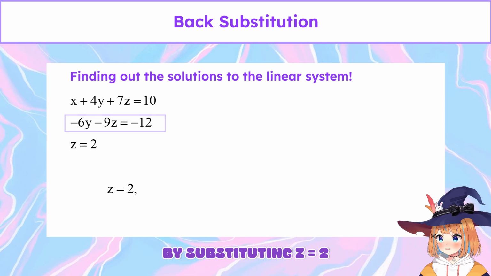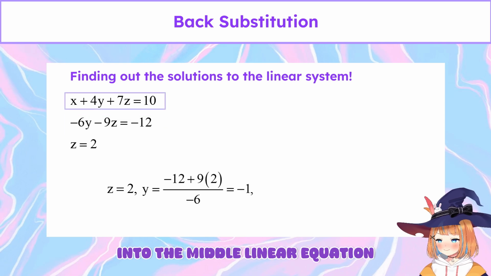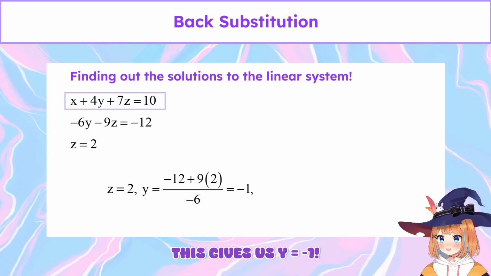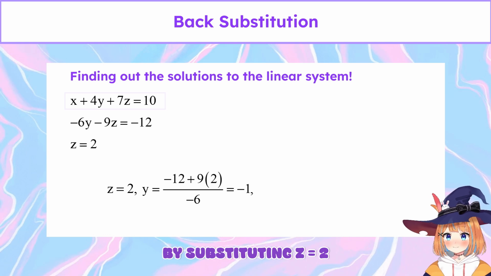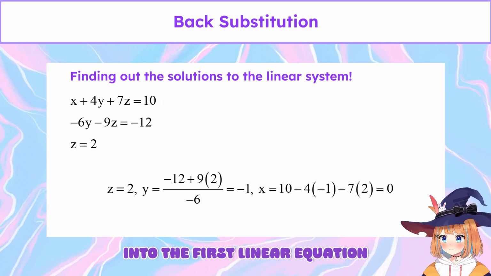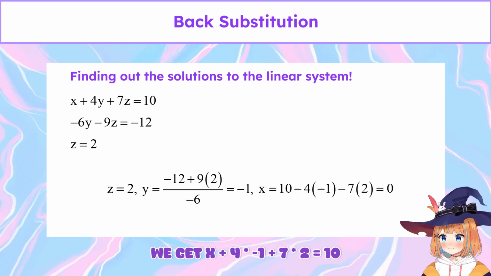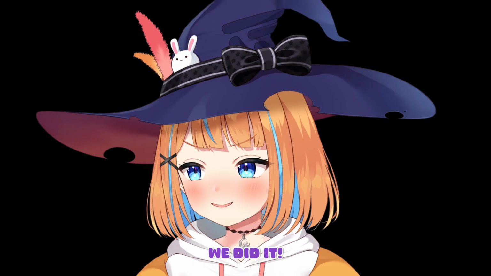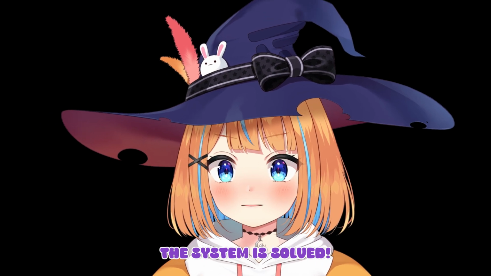By substituting z equals 2 into the middle linear equation, we get -6y minus 9 times 2 equals -12. This gives us y equals -1. By substituting z equals 2 and y equals -1 into the first linear equation, we get x plus 4 times -1 plus 7 times 2 equals 10. This gives us x equals 0. We did it! The system is solved!